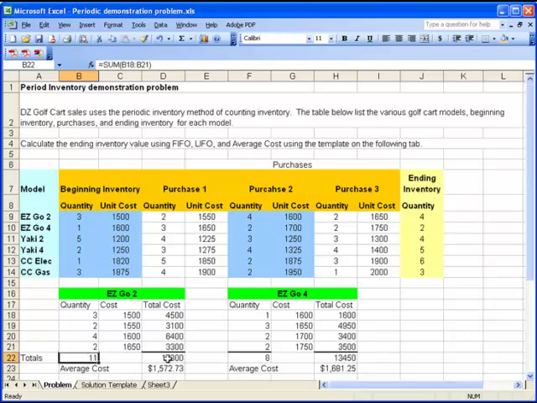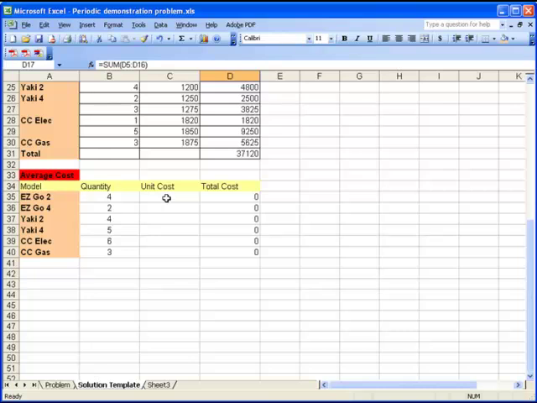And then to get our average cost of our inventory, we take our total cost divided by the number we had available, and that comes up with our average cost per unit, which in our case is $1572.73. So in our template, we put in our unit cost, $1572.73. And our total cost is just our quantity left in inventory times our average cost, which is $6290.92. And we repeat that process for each of our models.